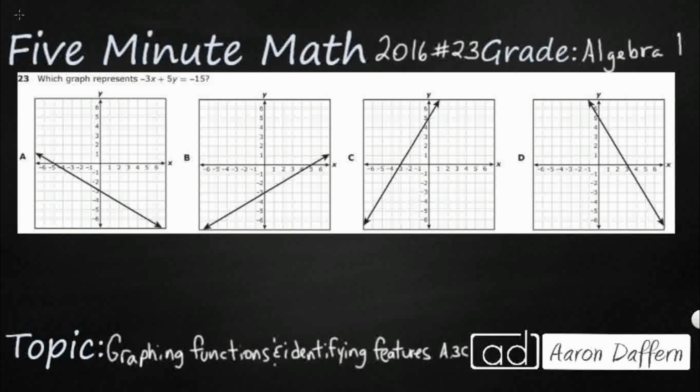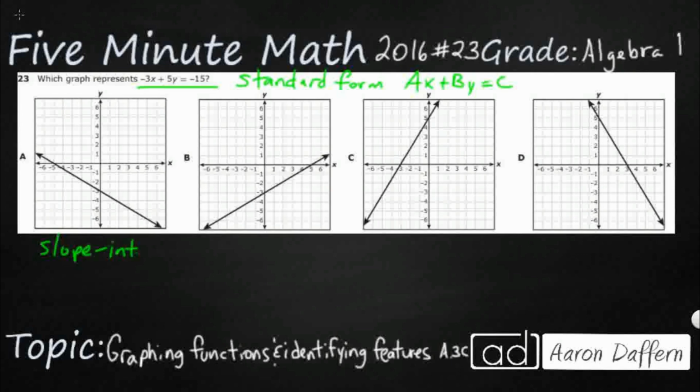Okay, so we have 4 different graphs. We need to find the one that matches negative 3x plus 5y equals negative 15. This is given to us in standard form, which isn't the most helpful because it's ax plus by equals c. What I'd rather get it into is slope-intercept form.